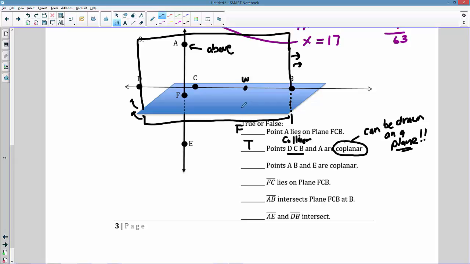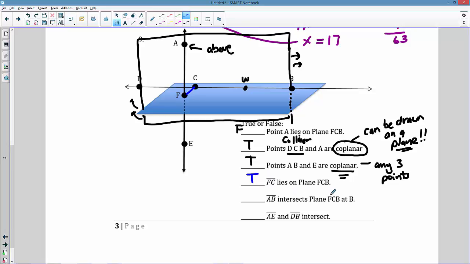Okay, points A, B, and E are coplanar. I don't even need the diagram for this, okay? A, B, and E are coplanar because any 3 points, and that's going to be a question on the test too, we talked about this. Any 3 points, doesn't matter where they are. Okay, segment FC lies on plane FCB, right? Well, C is on the plane, F is on the plane, that's the intersection point, so the entire segment lies on the plane. That's true.